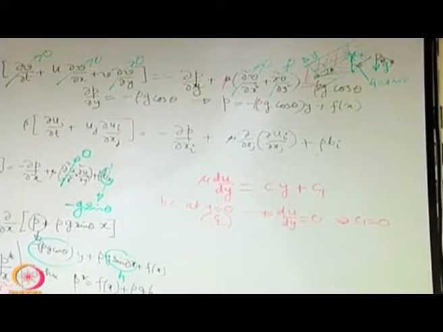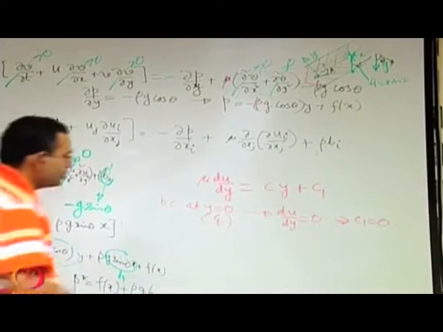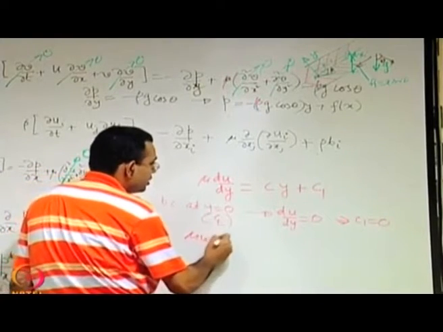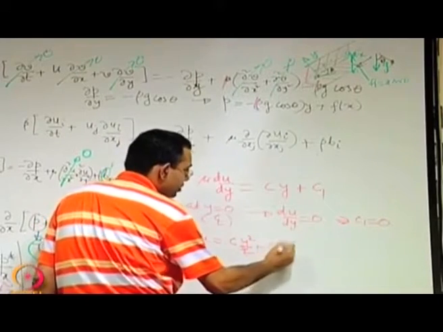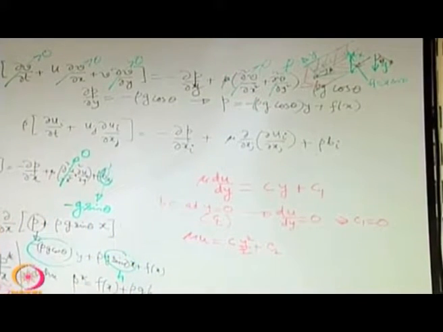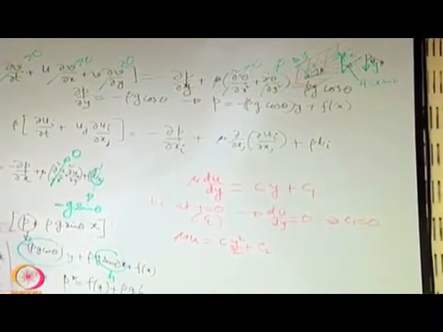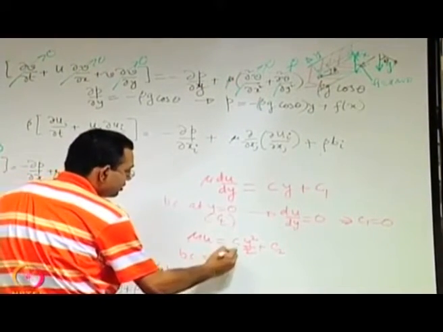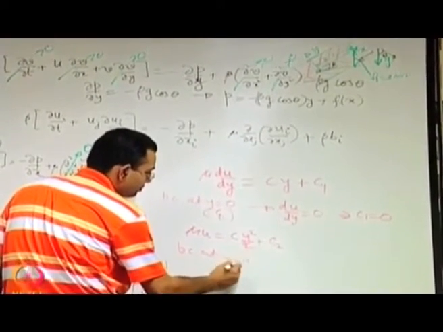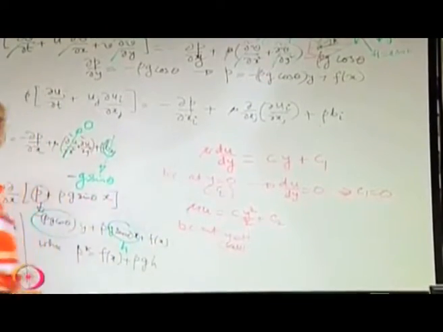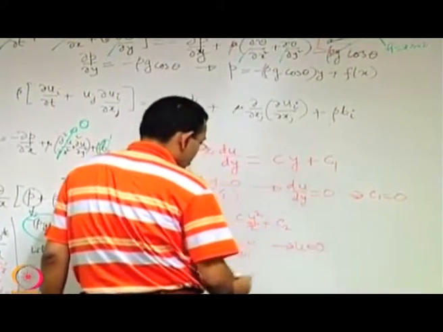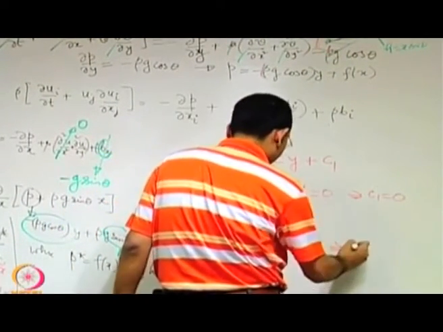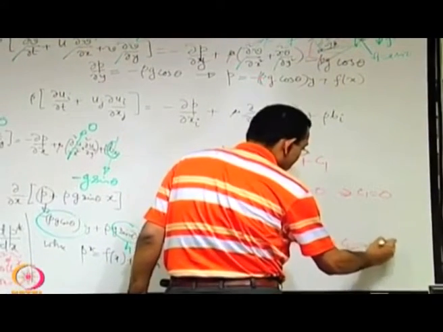Next, let us integrate it once more. So you have mu u is equal to c y square by 2 plus c2. What is the boundary condition at the other end? Boundary condition at y equal to h, that is the wall, u equal to 0, that is the no slip boundary condition. So that means you have C2 is equal to minus ch square by 2.